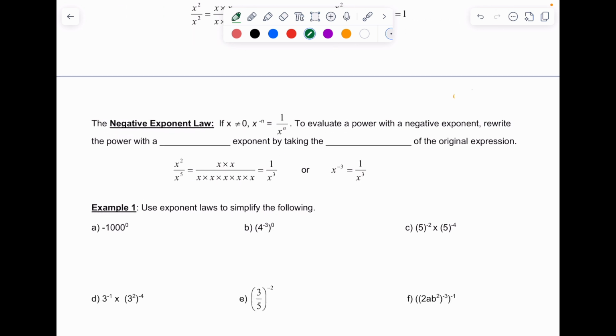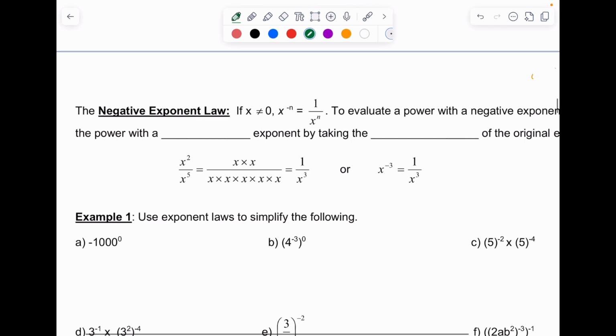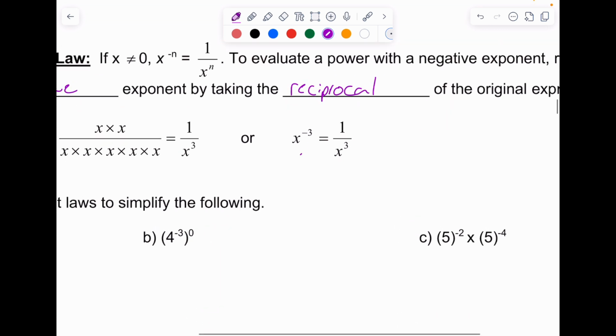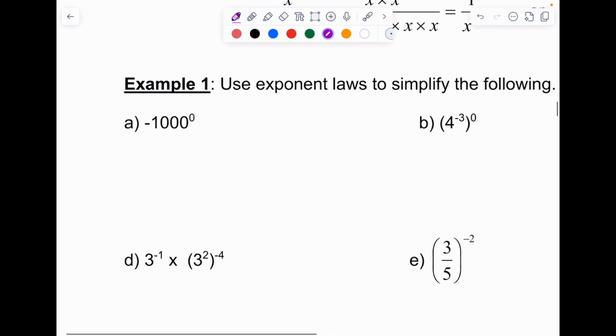So the negative exponent law, x to the negative n: to evaluate a power with a negative exponent, rewrite the power with a positive exponent by taking the reciprocal, which we just wrote, okay? Of the original expression. So notice here, negative exponent, all it causes you to do is rewrite the same thing, just 1 over, but now with a positive exponent. So let's go through a few examples here, all right?